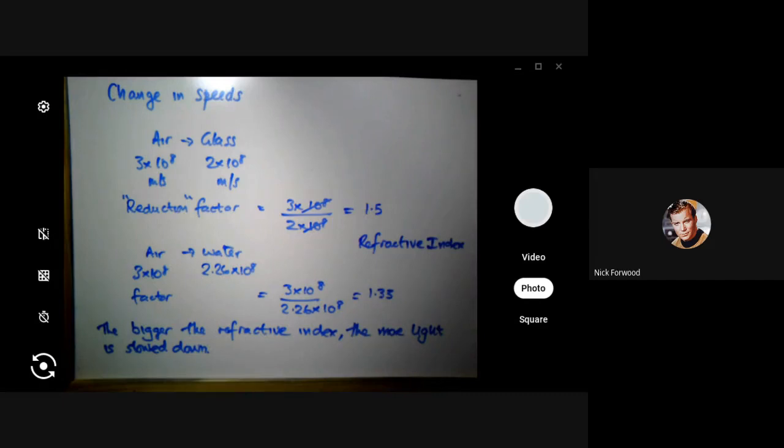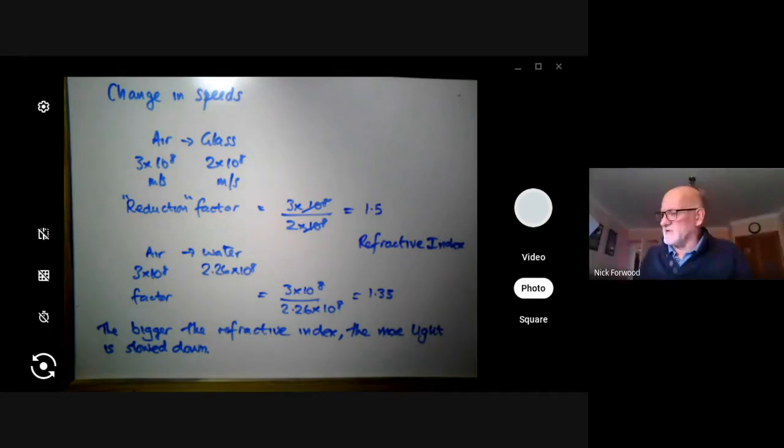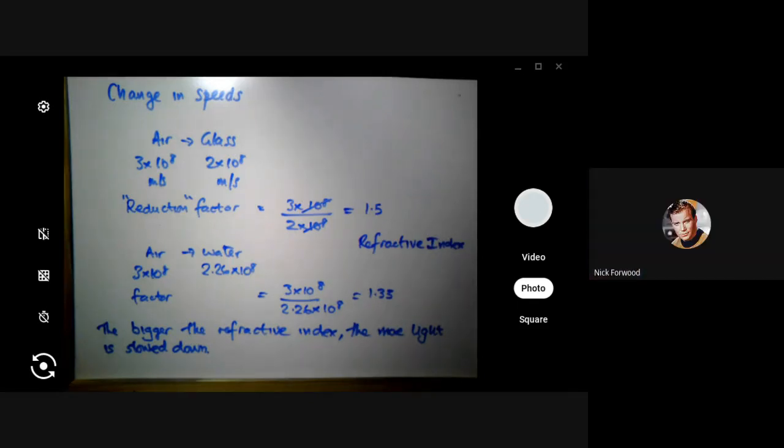I don't know, I haven't got this one in front of me at the moment, but if you look up the refractive index or the reduction factor for diamond, for instance, diamond's a clear material, but it's very, very dense. And it slows down light even more. And I think the reduction factor or the refractive index for diamond is something over 2.4. So the bigger the refractive index, the more light is slowed down.